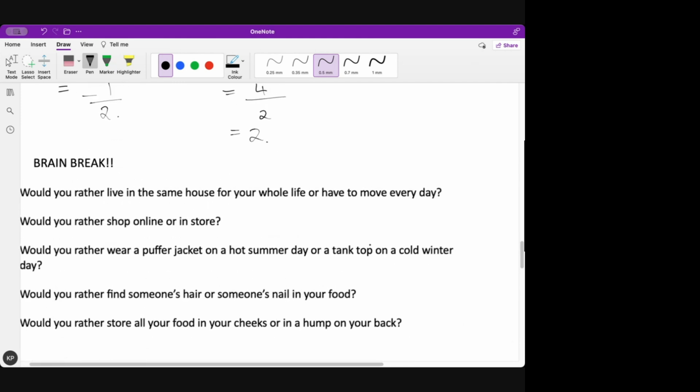Next, would you rather store all of your food in your cheeks or in a hump on your back? What do you say, guys? Alice? Yes, you may unmute, Alice. Guys, please think long term. In your cheeks, you can only store so much. If I'm gonna store food on me, it's gonna be enough. Okay, for all that trauma, I best have enough.